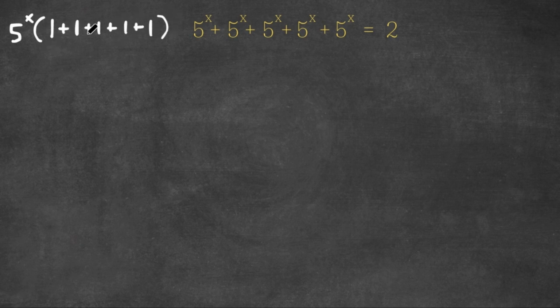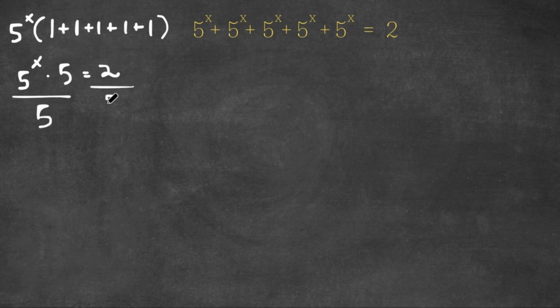Now, we want to simplify what's in the parentheses. So 1 plus 1 plus 1 plus 1 plus 1, that's going to be 5. So now we have 5 to the power of x times 5. And remember, this is equal to 2. Now, we want to isolate x, so I'm going to divide both sides by 5. These two cancel out for our left-hand side here. So for our left-hand side, we have 5 to the power of x. Now, this is equal to 2 over 5.